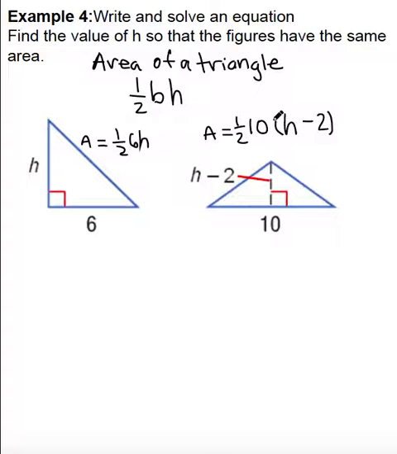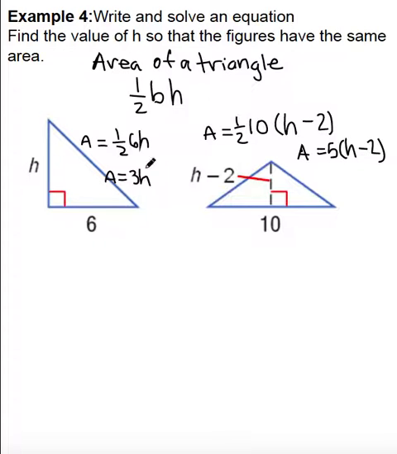Okay, I think I can actually simplify these a little bit. Let's see, a half of the quantity 6h, if I have 6 h's and I take half of those 6 h's, I end up with just 3 h's. So the area of this is just simply going to be 3h. And if I've got a quantity 10 times h minus 2, if I take half of 10 times h minus 2, I end up with 5 times h minus 2. So area equals 5 times h minus 2.